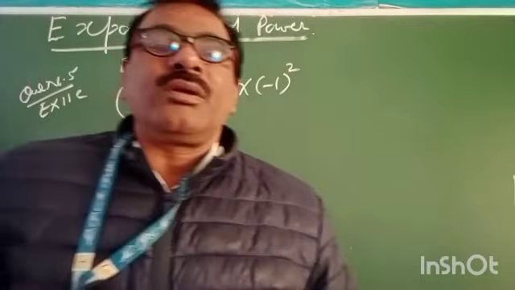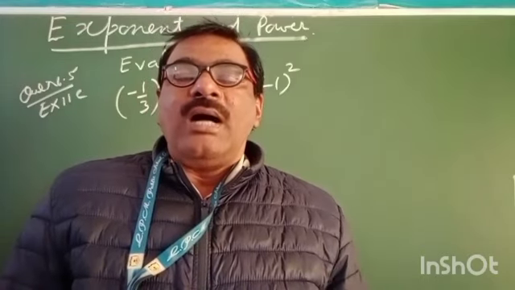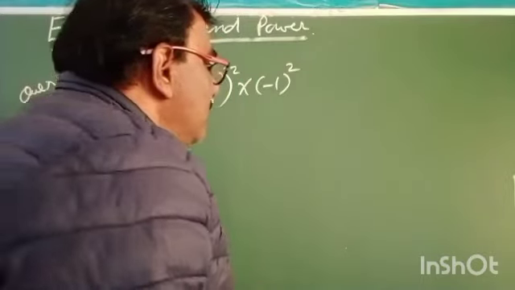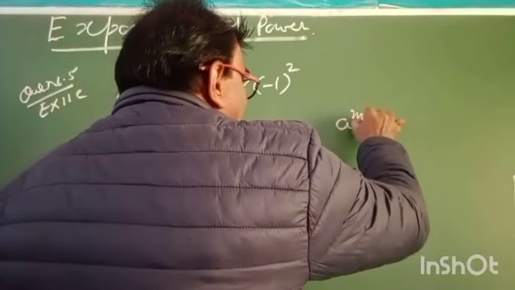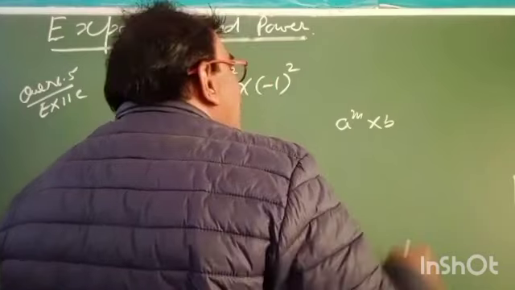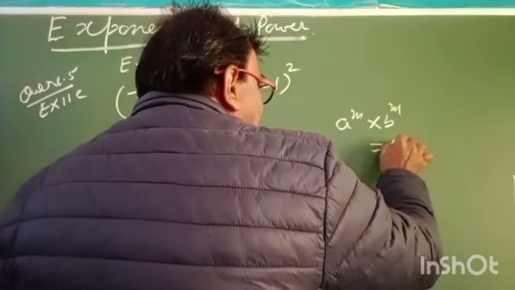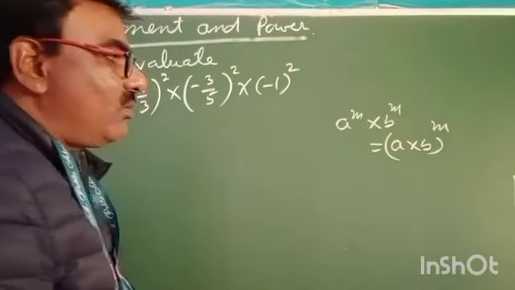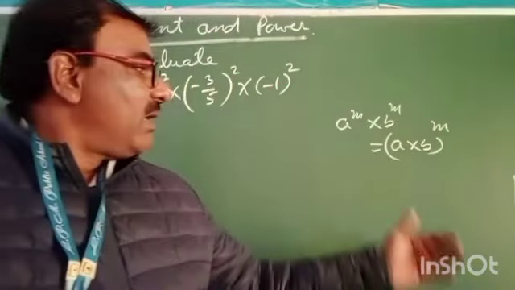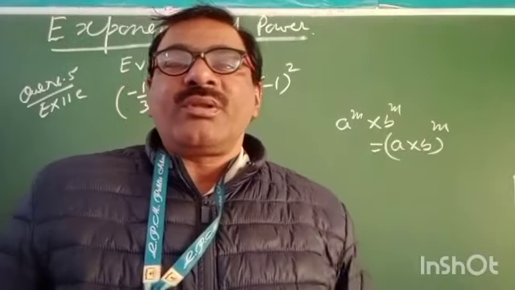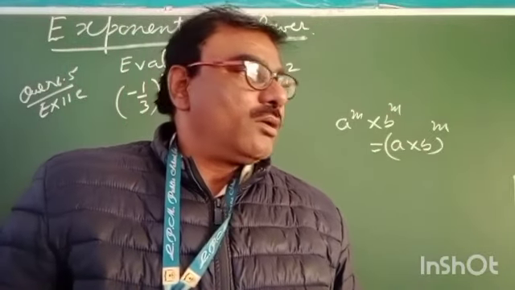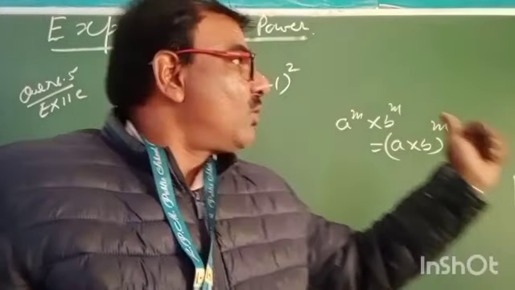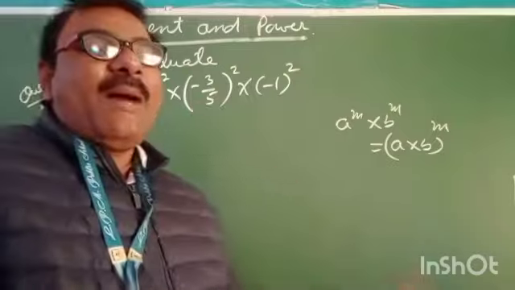So dear students, as you know, I have already explained the law of exponent, that is a to the power m multiply b to the power m equals (a multiply b) whole to the power m. Dear students, I have already explained this law. On the basis of this law, I will explain question number 5 of exercise 11C.